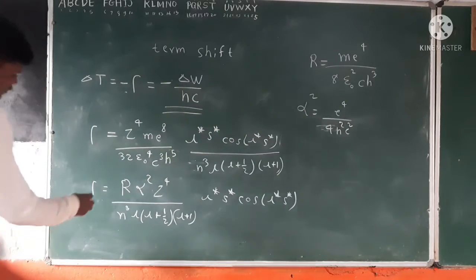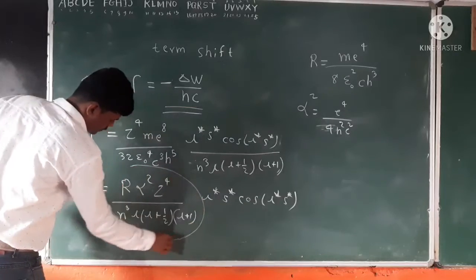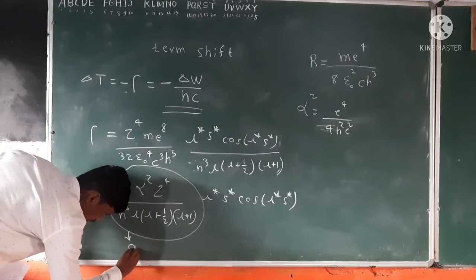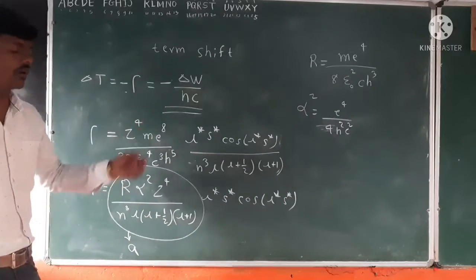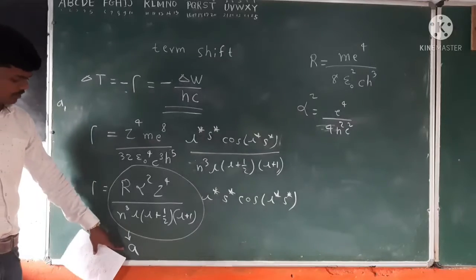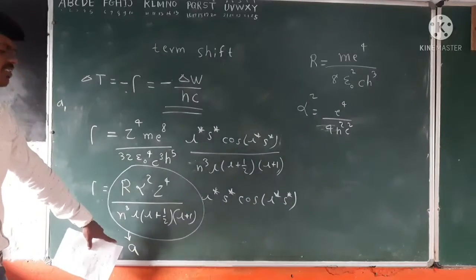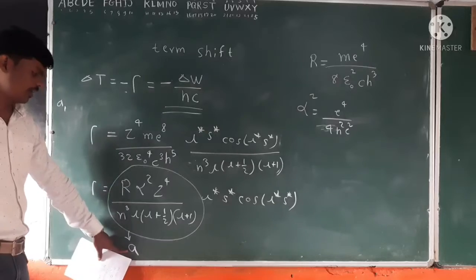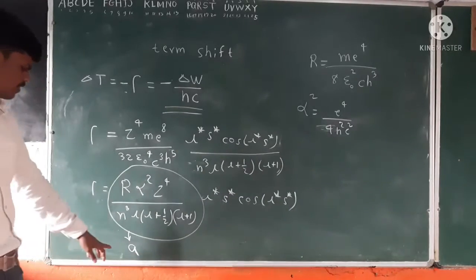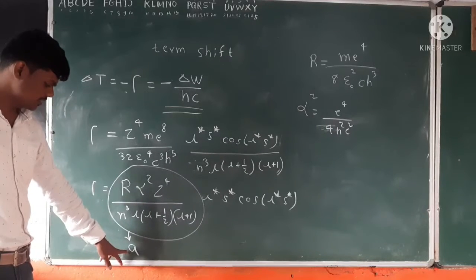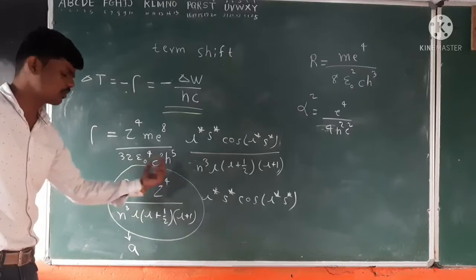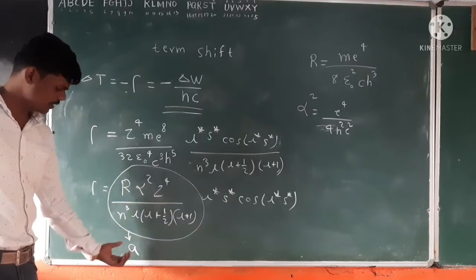Now we are calling this whole term A, small a. Don't confuse it with the first Bohr radius a1, which is not equal to this one. It is a separate quantity; we are just calling it A. That a1 was the first Bohr radius. This is nothing but just a constant. We are putting the total term's value as A.